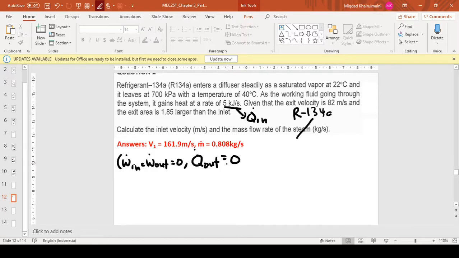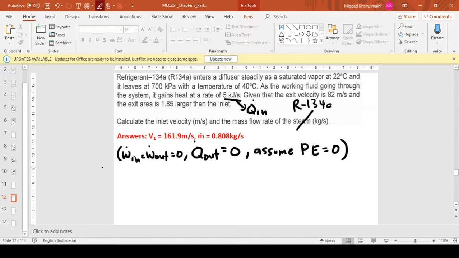Another thing is that even though the question does not mention that we can neglect the potential energy, when we read the question, there is no value for elevation, for Z. So even though the question does not mention it, we can assume that the potential energy can be neglected, because we don't have any values which represent the potential energy. Now we can proceed with step 1.